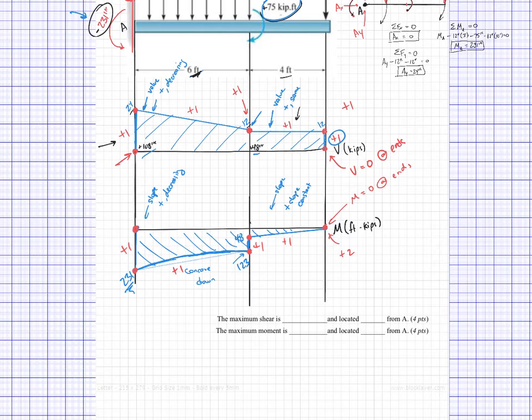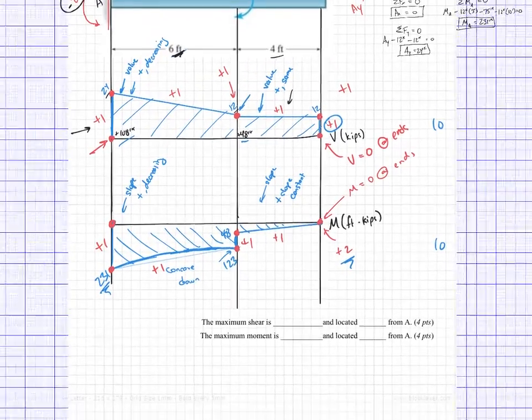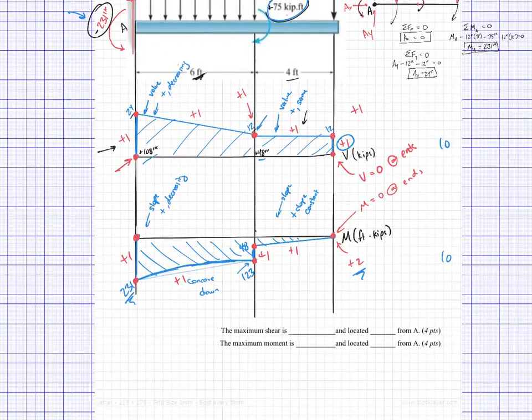Anyway, it was supposed to be 10 and 10, but it looks like it might have been 10 and 11. I guess the people who would have lost out would have been the people who did it 100% correctly, because I didn't add up the points exactly. But if you made an error on this, you probably got an extra point if you closed that right in there. Okay, anyway, so the maximum shear is blank and located blank distance from A.